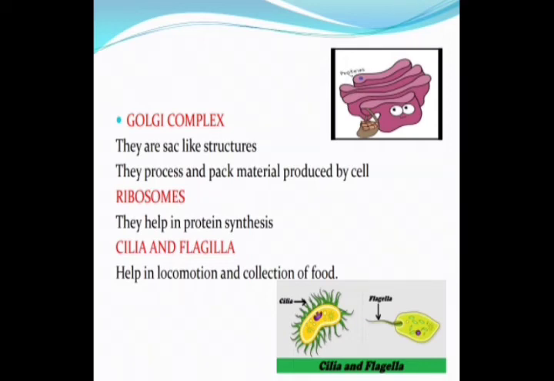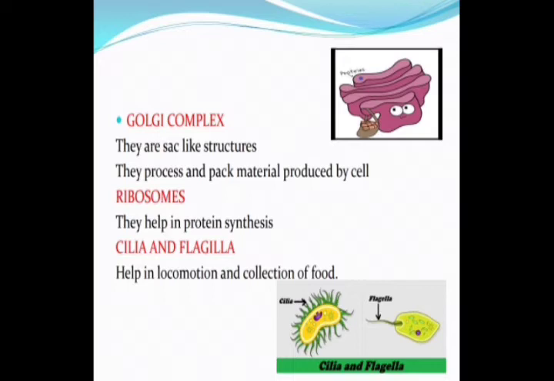Next is Golgi complex. Golgi complex is a sac-like structure, with the sacs stacked one above the other. The function of Golgi complex is that it helps in processing and packaging of materials produced by the cell.